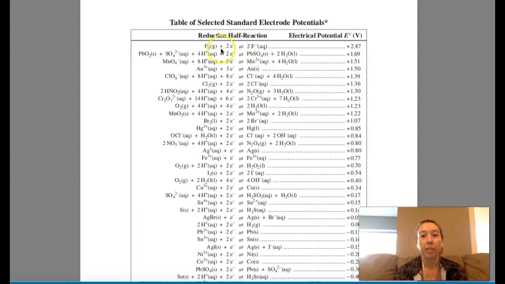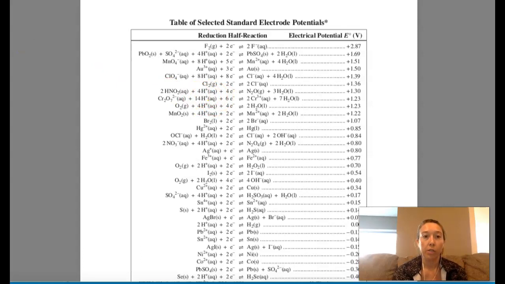If we were to read, let's say, the first one backwards, now it turns into 2F minus turning into F2 and 2 electrons. So now the electrons become on the product side. That means when we are looking at these going that way across the page, they are all going to wind up being oxidation half reactions.